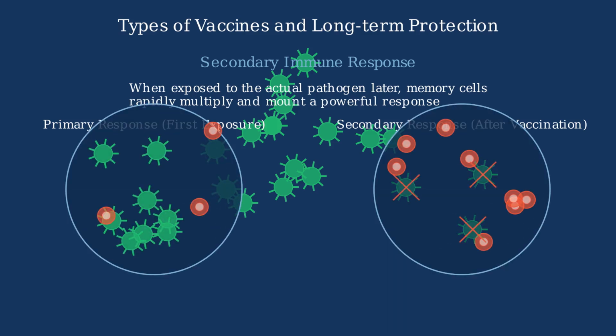This rapid response often eliminates the threat before symptoms develop. This is why vaccines can provide immunity without having to suffer through the actual disease. By training your immune system in advance, vaccines provide immunity without the risks associated with the actual disease.